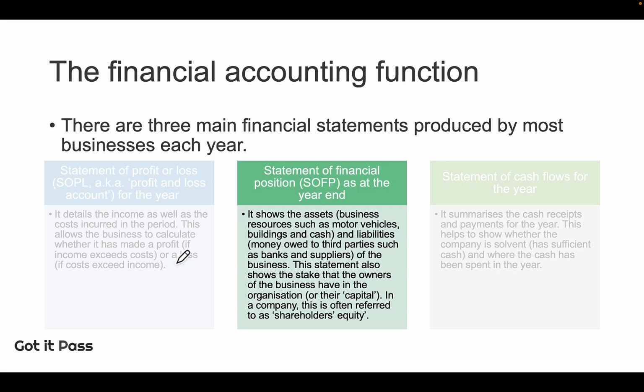The statement of financial position as at the year end shows the assets like business resources, motor vehicles, buildings and cash, and also the liabilities such as bank loans or accounts payable to suppliers of the business. This statement also shows the stake that the owners of the business have in the organization through the numbers in the capital. In a company, this is often referred to as shareholders' equity. It means that the capital stated in the company, we also call it shareholders' equity, because it's contributed by the shareholders at the beginning or through other financing arrangements.